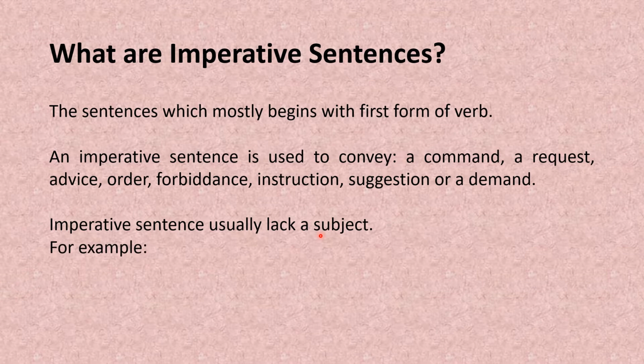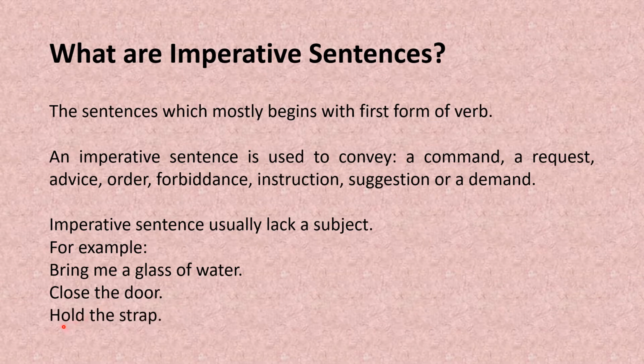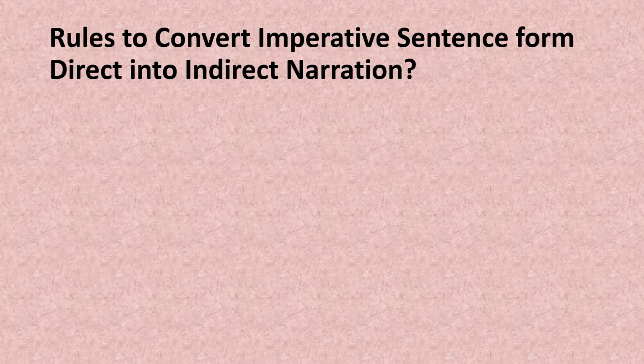Here are a few examples of imperative sentences for you to have knowledge about them clearly. Bring me a glass of water. You see that there is no subject and it is starting with the first form of the verb. Close the door and hold the strap are a few examples of imperative sentences. Let's move on and have a look at the rules to convert imperative sentences from direct into indirect narration.